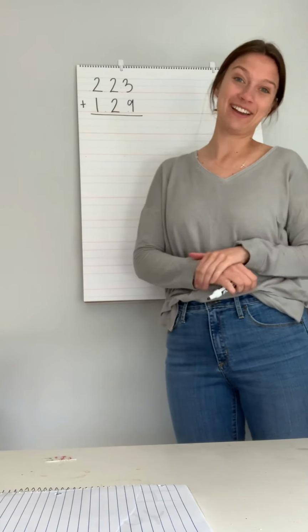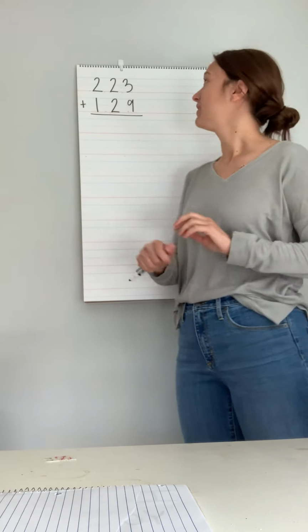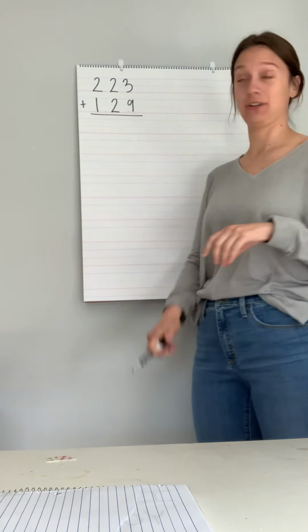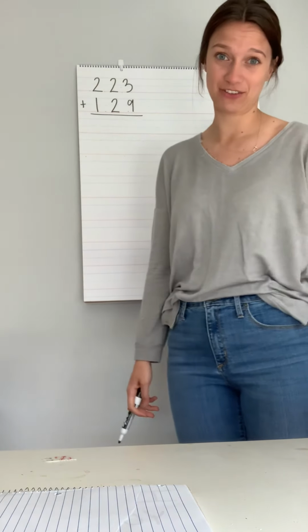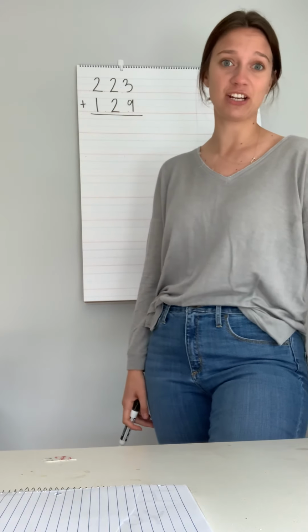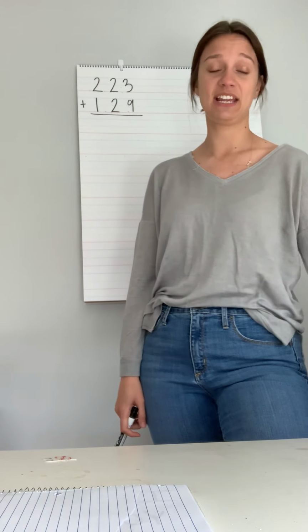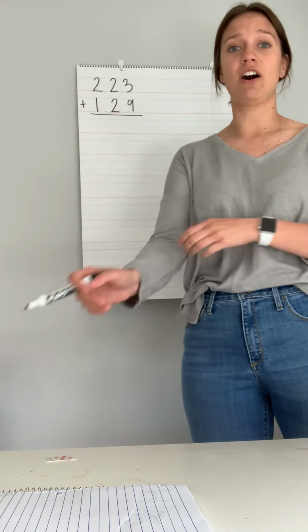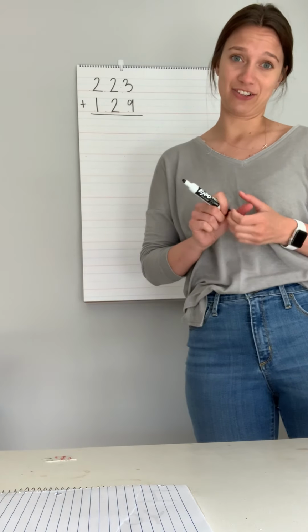We are back with another adding strategy. You'll see that we have the same problem as yesterday, 223 plus 129. We're still looking at these 3-digit numbers and seeing different strategies of how we can add them and get to our answer the easiest for us. So this is a new strategy called the place value adding strategy, okay?